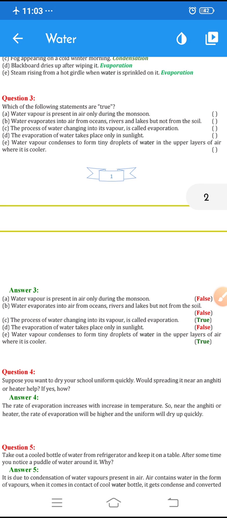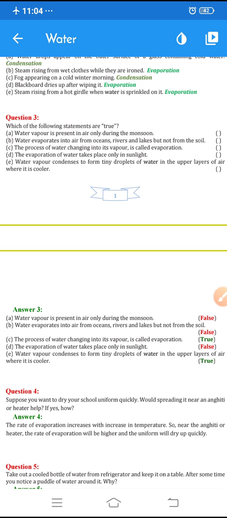So it is false. Next one, last one, water vapor condenses to form teeny droplets. Water vapor gets condensed and forms tiny droplets of water. In the upper layer of the air, where it is very cool, the tiny droplets get condensed. It is true.